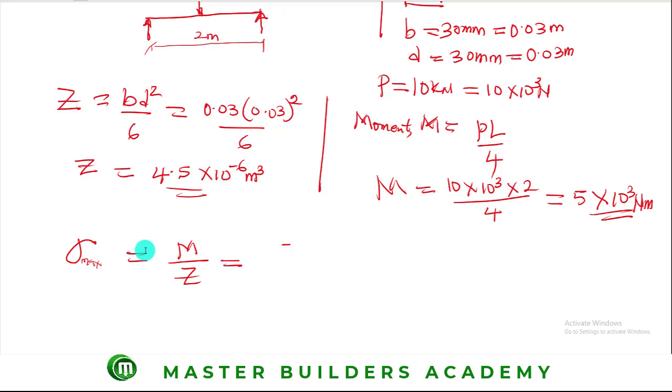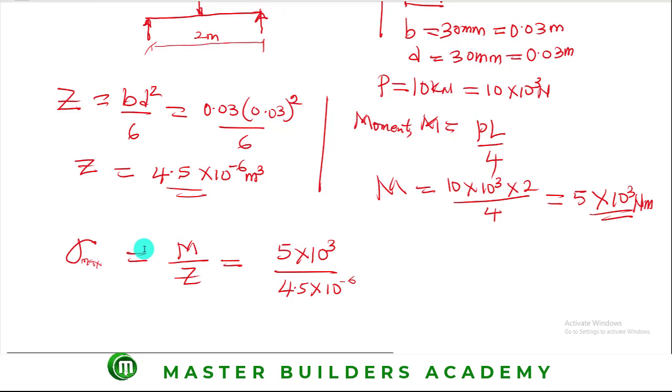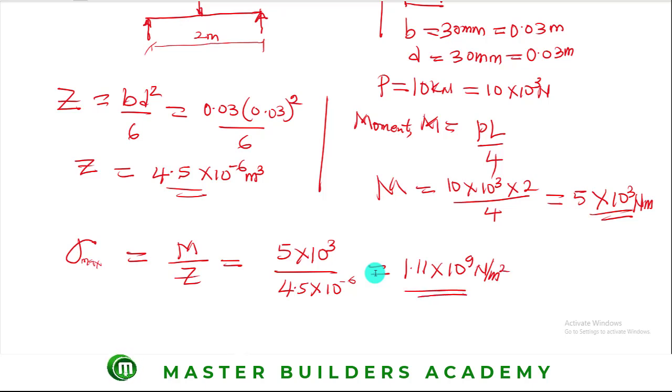Then this will be equal to 5 multiplied by 10 raised to the power of 3. Remember that this is our moment, all over section modulus, which is 4.5 multiplied by 10 raised to the power of negative 6. If we multiply this and then divide out, the result becomes 1.11 times 10 raised to the power of 9 Newton per meter squared. This is the stress induced.